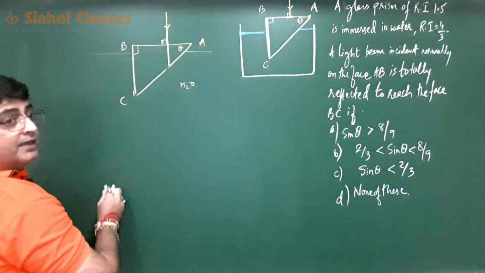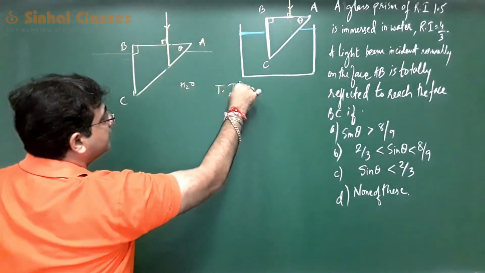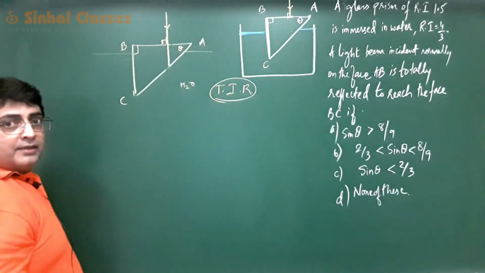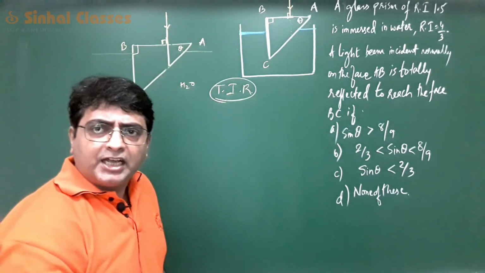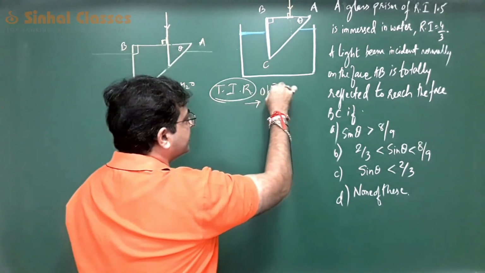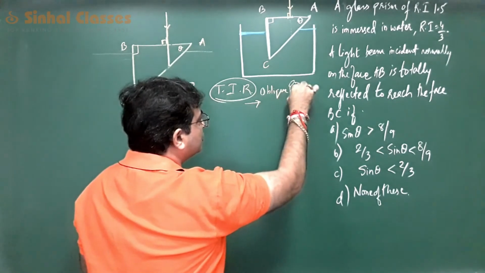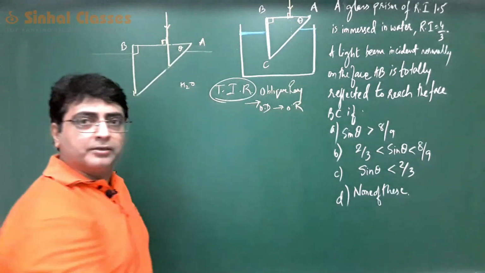ये तुम्हारा face BC है, ये पूरा रिफ्लेक्टेड होना चाहिए. यानी स्टूडेंट्स यहाँ पे टोटल इंटरनल रिफ्लेक्शन होना जरूरी है. कैसे होगा यार? What are the conditions for TIR? So conditions of TIR, पहला वाला क्या होना चाहिए? पहला कंडीशन ये है, the oblique ray students, ये ध्यान रखना, oblique ray should travel from optically denser to optically rarer. This is very important.